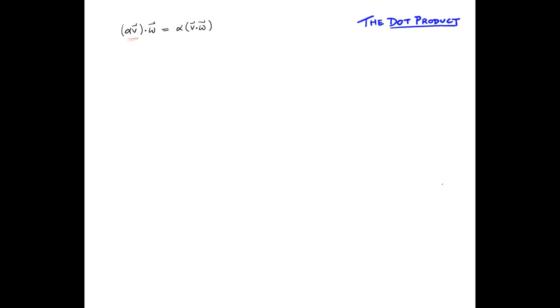If we have some scalar multiple of a vector and we dot it with another vector, we can take that scalar multiple and just pull it outside of the dot product. It's not too hard to see why this useful property holds. I will give you a few hints in that direction right now. To see what's going on, think about this picture right here.